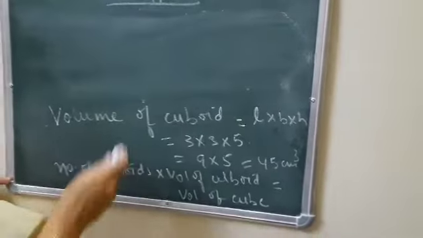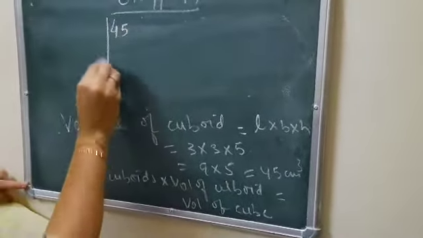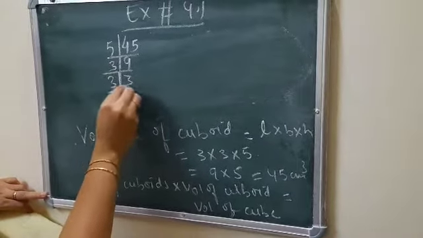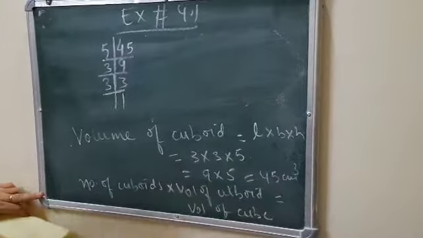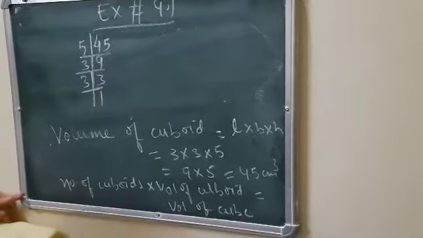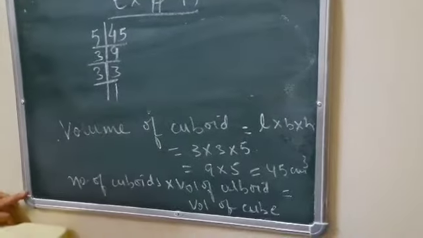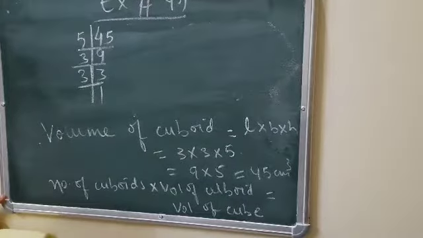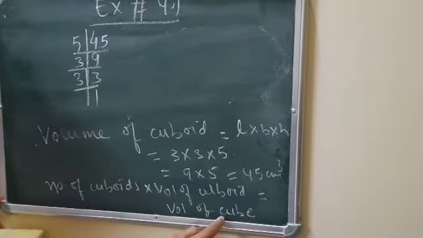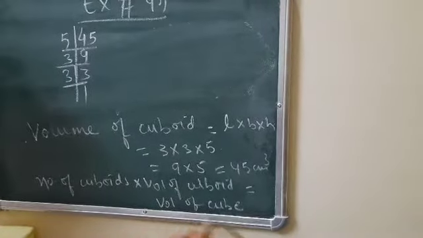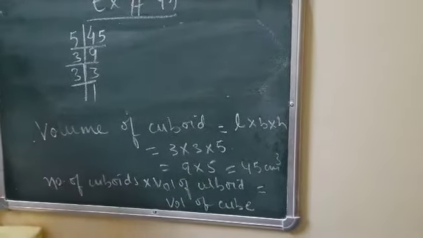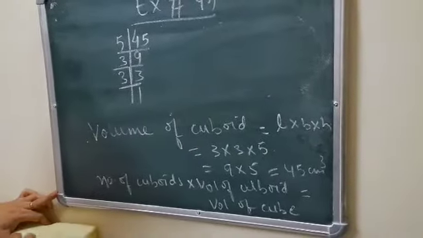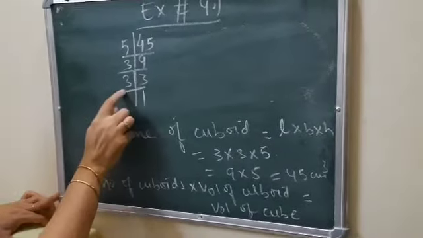We find the prime factorization of 45. Now, as it is the volume of a cube, what is the formula for the volume of a cube? It is side cube. Volume of cube is side cube. So that means I need to find the cube root, or whether it is a perfect cube or not. Now you can see that this is not a perfect cube.